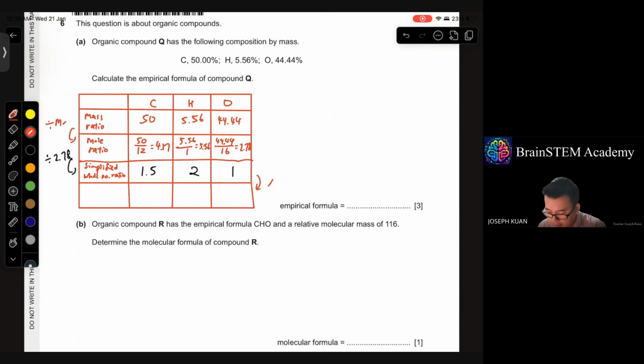So we can just multiply by 2. Okay, complete the half by multiplying the whole ratio expression by 2. So that's how we can get whole numbers. So it's a 3 to 4 to 2 ratio. So it's C3H4O2. So it seems that in our third step, we can only get a simplified mole ratio instead of the whole number. And only in our last step, we can get a really simplest whole number ratio.